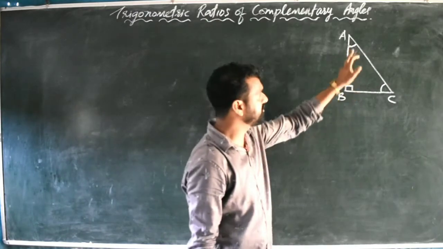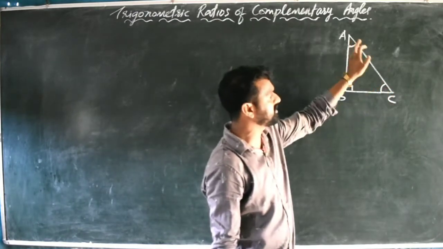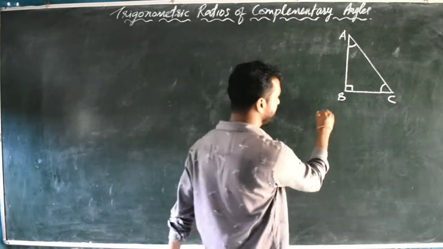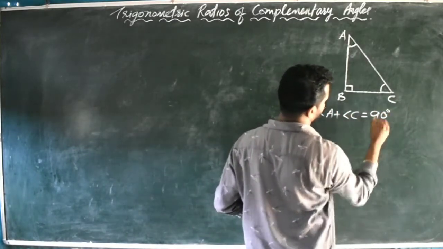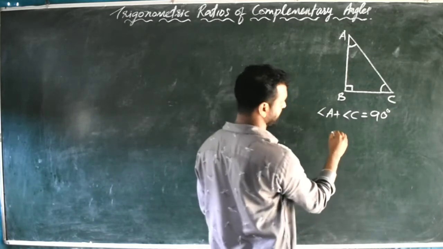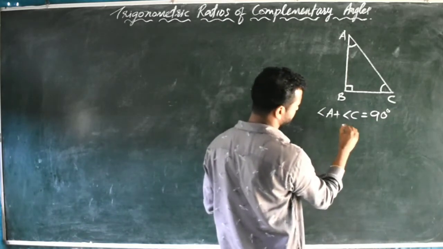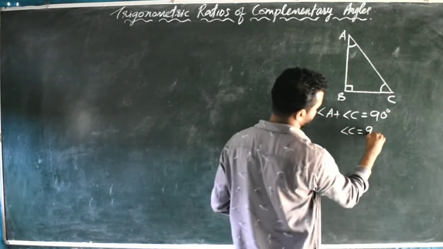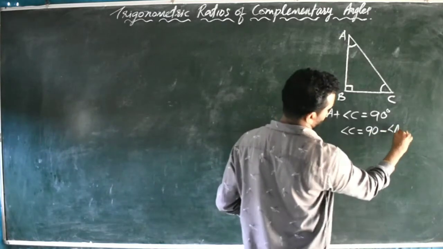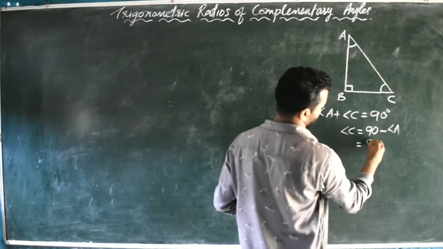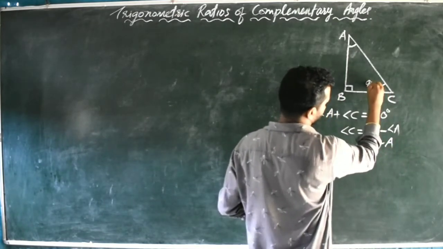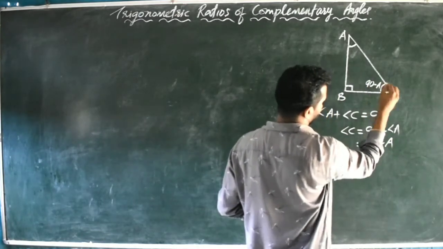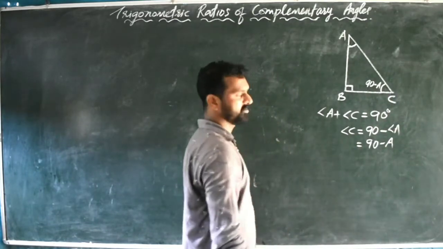Angle B is 90, which means the sum of angle A plus angle C is equal to 90 degrees. Angle A plus angle C is equal to 90 degrees. Then how much will angle C be? Angle C is equal to 90 minus angle A. That is, we can write 90 minus A. Angle C is equal to 90 minus A.